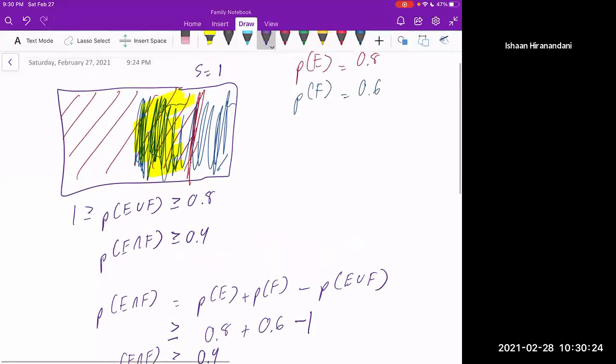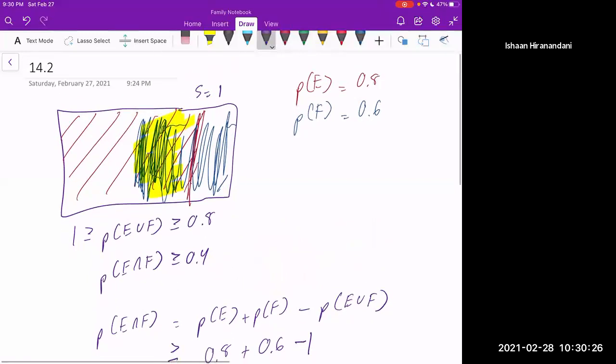So we're saying that this part, their intersection, has to be at least 0.4, which makes sense because, again, you can kind of think of it as oversized jigsaw puzzles. And so we have E, which is representing 80% of our total space, and F representing 60% of our total space. There's no way that there's not going to be overlap. And this overlap, or their intersection, is going to be at least 0.4.